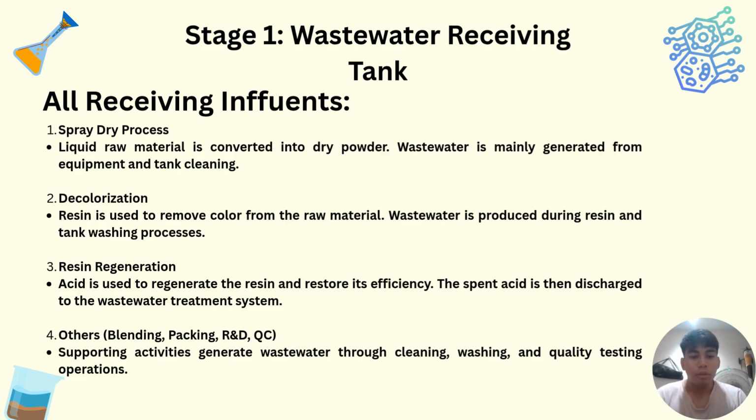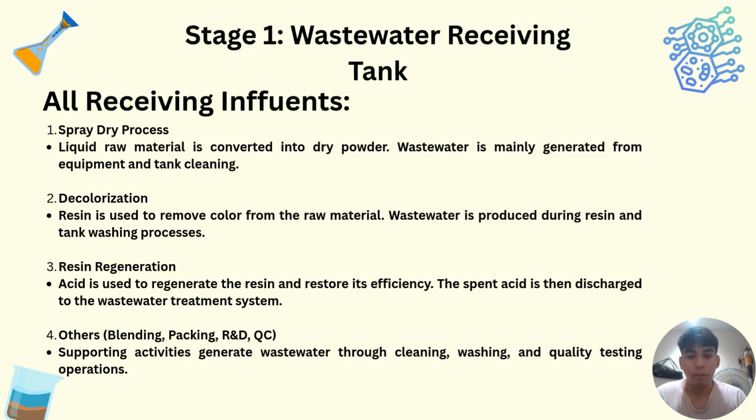Now, as we know, before we treat the wastewater, there will be the influent water which comes from various places that will be received by a tank in order to continue on the wastewater treatment. So these are all the receiving influents for the Ajinomoto plant.